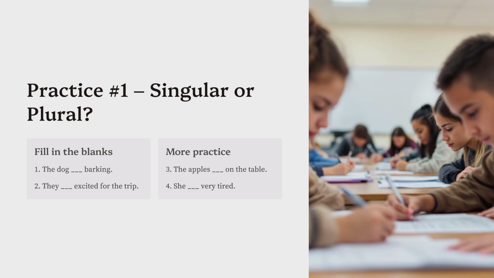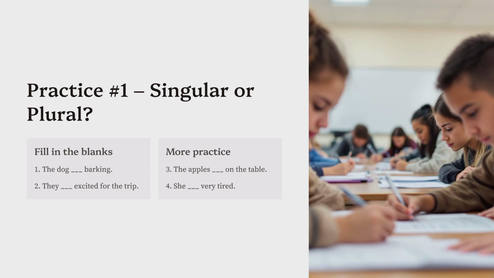Good. Okay, so now for the next one, we have they blank excited for the trip. They blank excited for the trip. Now, this time we're working with a pronoun. So which pronoun is it? It's they. And what do we know about they? They, it's always plural, which means we pair it with are. Good. So the correct sentence here is they are excited for the trip.